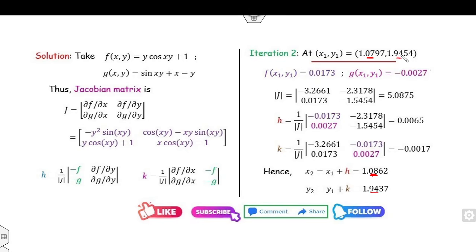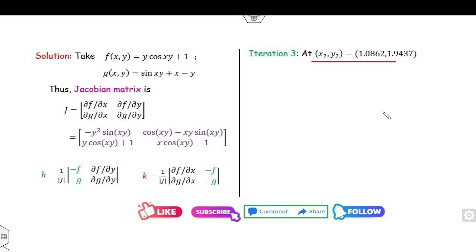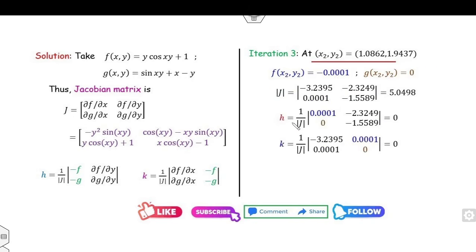Although the second value is the same, the first value is not the same, so we can compute the third iteration. Again, compute the values of f and g. Now, since your target is to compute up to the 4 decimal places, and this value up to the 4 decimal places you have obtained as 0. Compute the determinant of the Jacobian, and the values of h and k up to the 4 decimal places. You can write this number. You can see in your calculator up to the 4 decimal places it is 0.